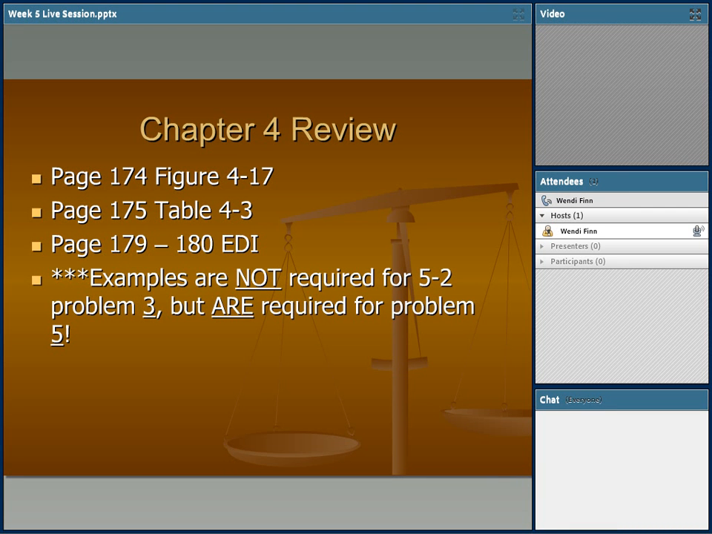Examples are not required for 5-2 problem 3. So no example for problem 3, but yes, we need an example for problem 5. So 5-2-3, no example. 5-2-5, yes, example, please.